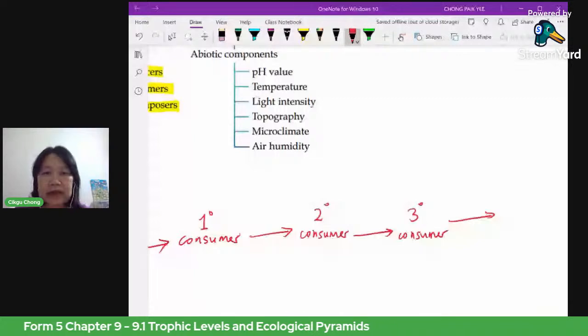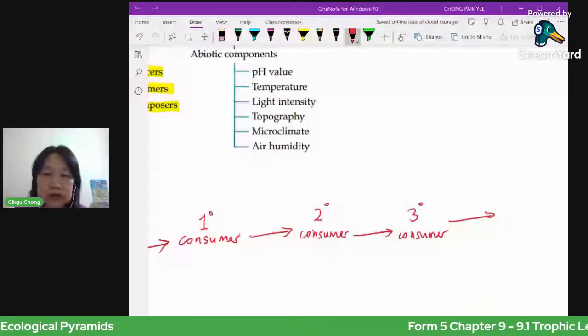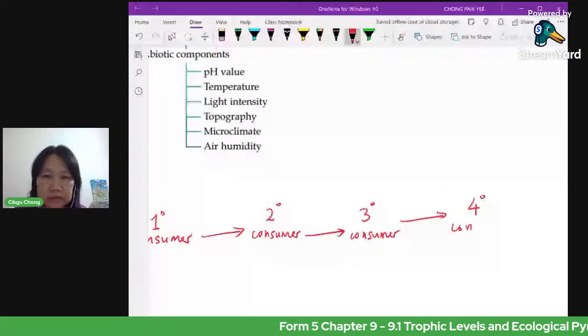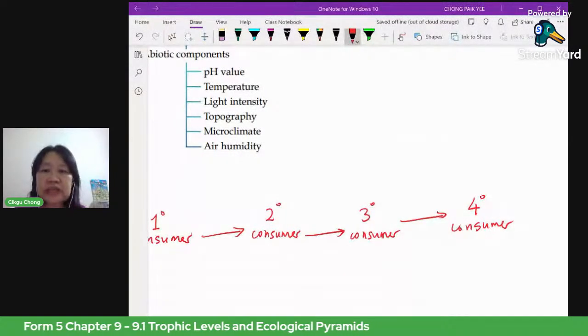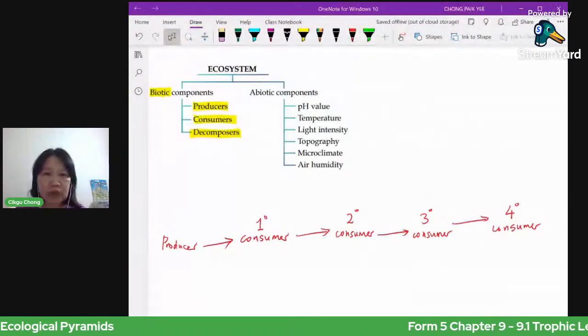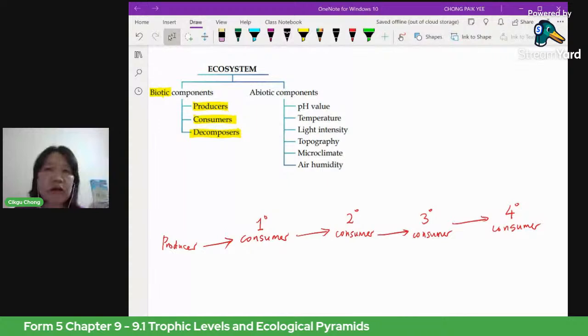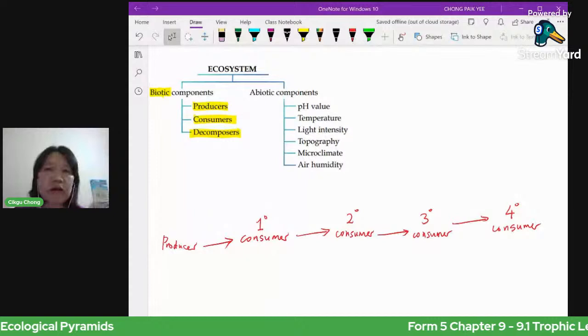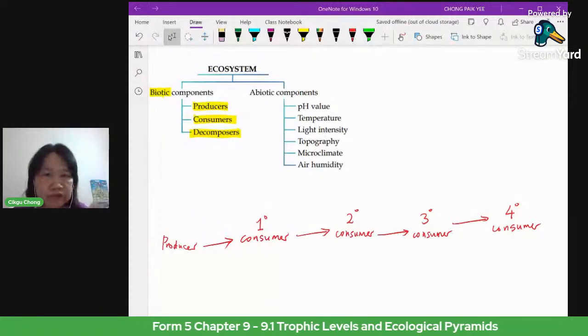And then let's say there's another organism that eats the tertiary consumer. We call it a quaternary consumer. Usually it doesn't go very long. So in a food chain, this relationship is called a food chain, how food or energy is passed on from one organism to another organism. Usually it will only go up to 4 or 5. You hardly get 6 levels. Later on we'll see why you do not have a very long food chain. There's a reason why. These levels are called trophic levels.